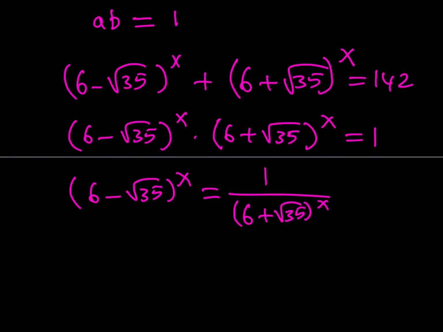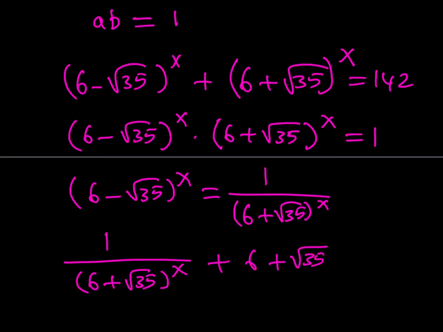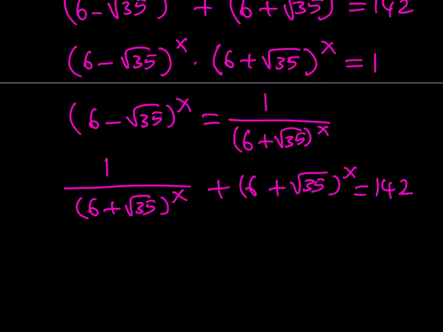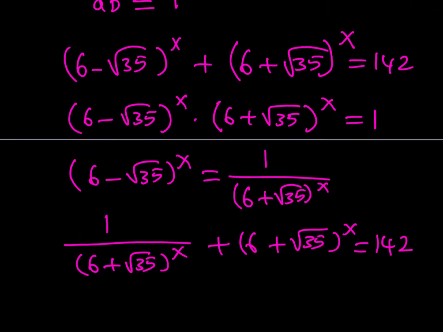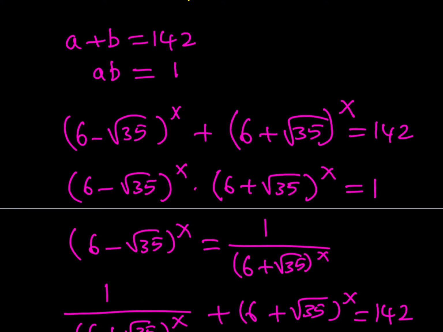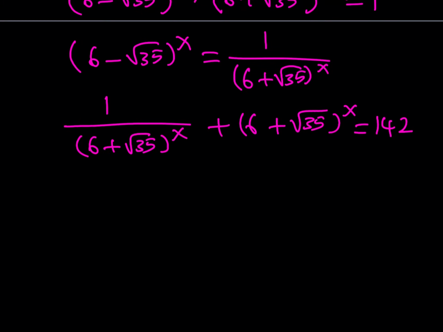Well, now we're going to get a nicer equation because it's going to look like this: 1 over (6 plus the square root of 35) to the power x, plus (6 plus the square root of 35) to the power x, is equal to 142. There you go. Now, at this point, we have the same expression, but one of them is the reciprocal of the other. So even if you go by the system of equations, you would pretty much get the same thing, because you could replace b with 1 over a or a with 1 over b, so on and so forth. It's pretty much the same thing.